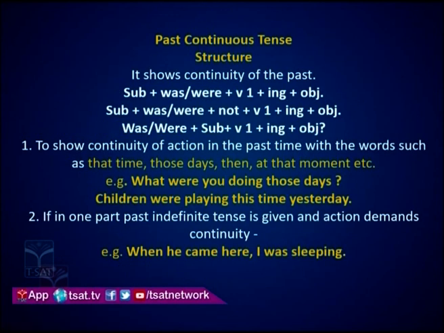Next, past continuous tense. Next structure. It shows the continuity of the past. The structure is subject plus was or were plus V1 plus ing plus object. Next, in negative, subject plus was, were plus not plus V1 plus ing plus object. For interrogative, the structure is was, were plus subject plus V1 plus ing and object.